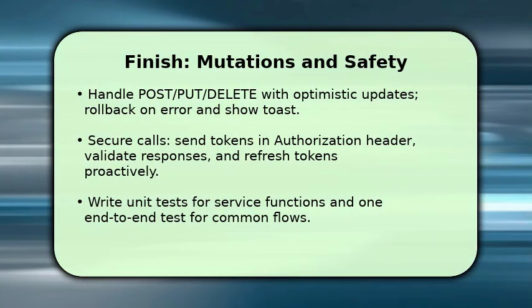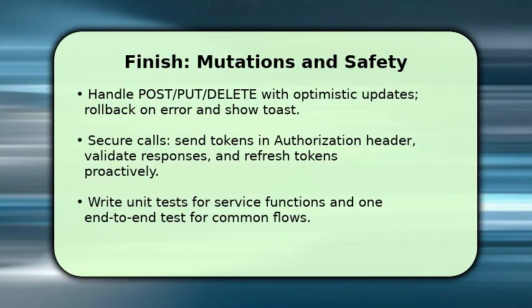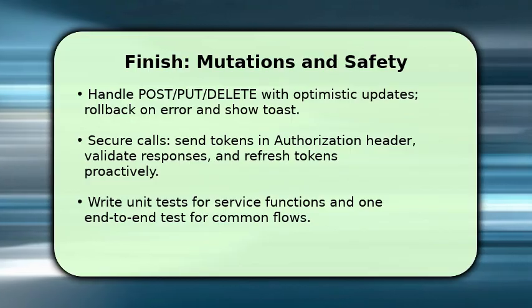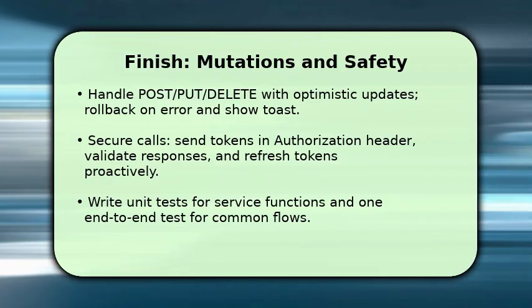To finish, wire mutation flows. When you post or delete, perform an optimistic update in the UI, then call the API and roll back if an error occurs. Make sure to attach authorization headers and refresh tokens before expiry so failures are reduced. Validate responses and handle edge cases like 401 or 422.